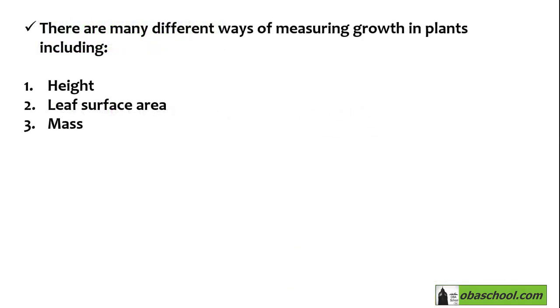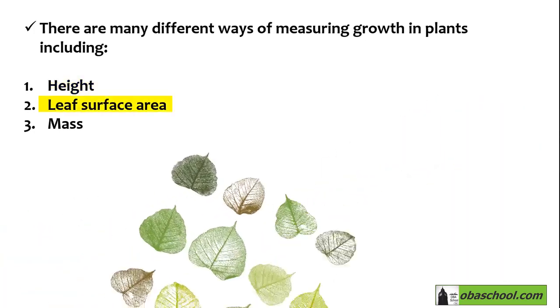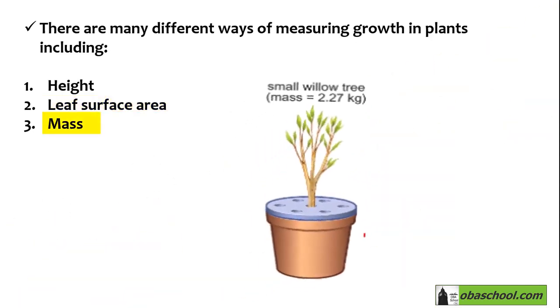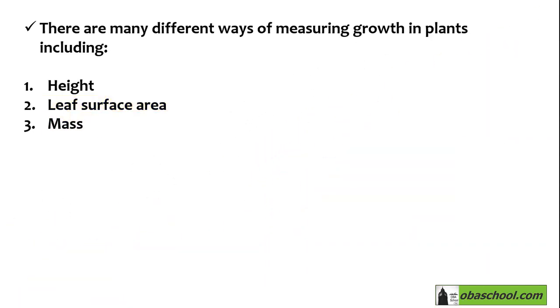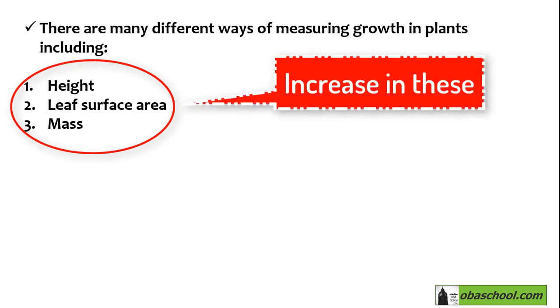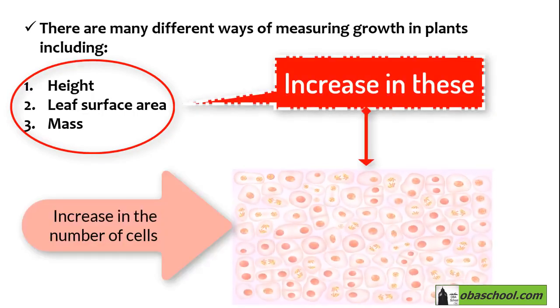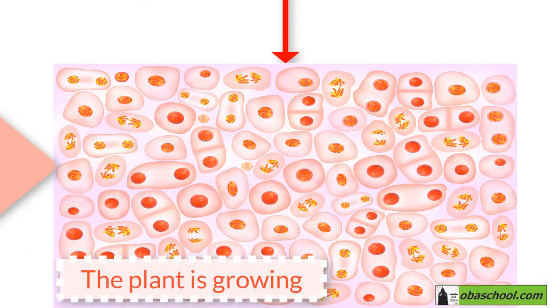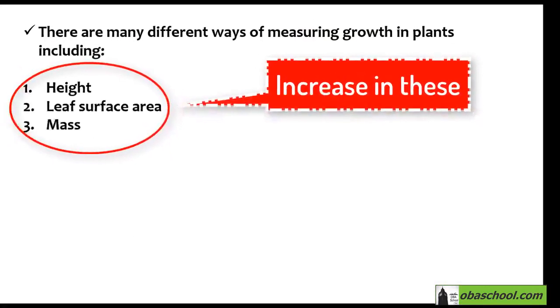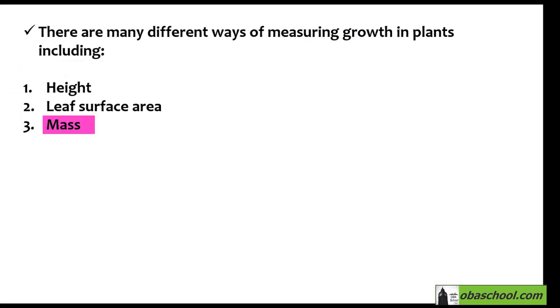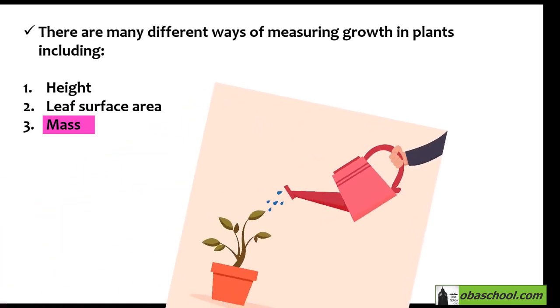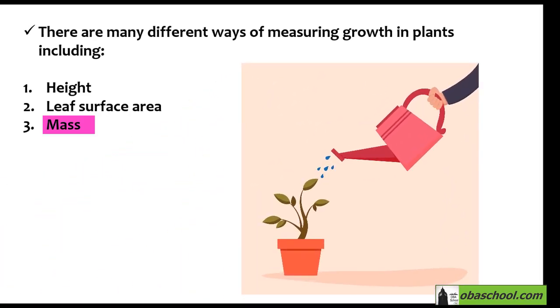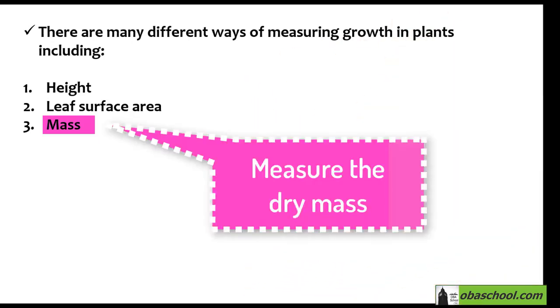Interestingly, there are many different ways of measuring growth in plants, including the height, the leaf surface area, and the mass. An increase in height, leaf surface area, or even the mass all can indicate an increase in the number of cells, which means that the plant is growing. But as for the mass increase, it can be affected by the amount of water in the plant. So, it is better to measure the dry mass of the plant to get the accurate value of the mass gain.